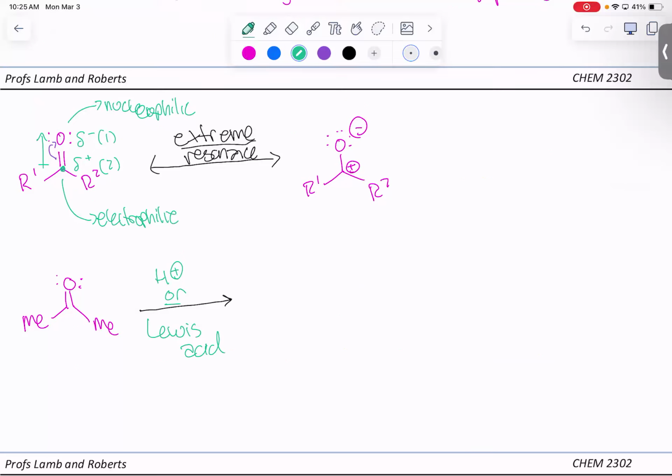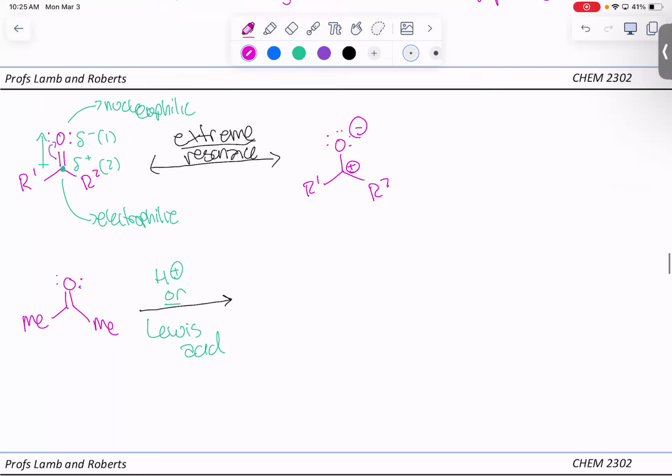What would be some good Lewis acid candidates? Well, we see a lot of group 1 and 2 metals. We might add in magnesium or something like that. We might add in titanium, element number 22. We might add a BF3 Lewis acid, a boron Lewis acid. So a lot of different candidates for Lewis acids here.